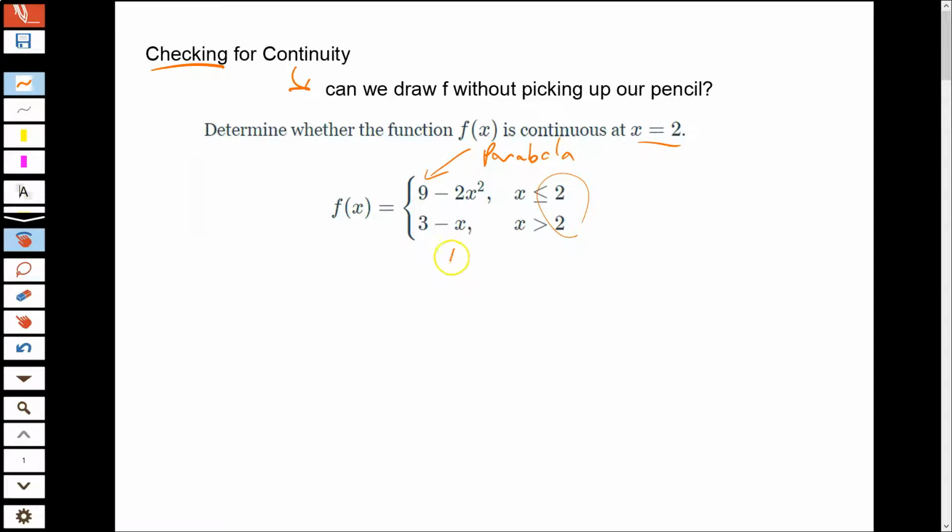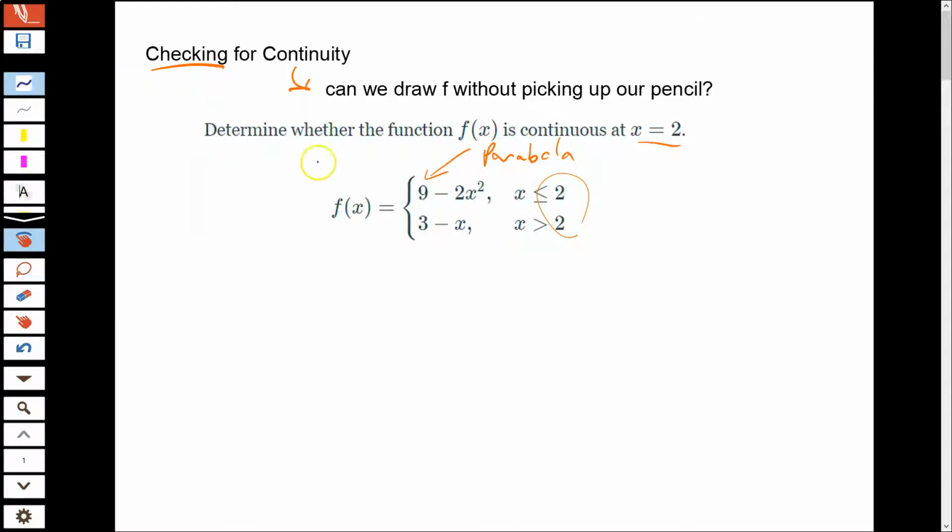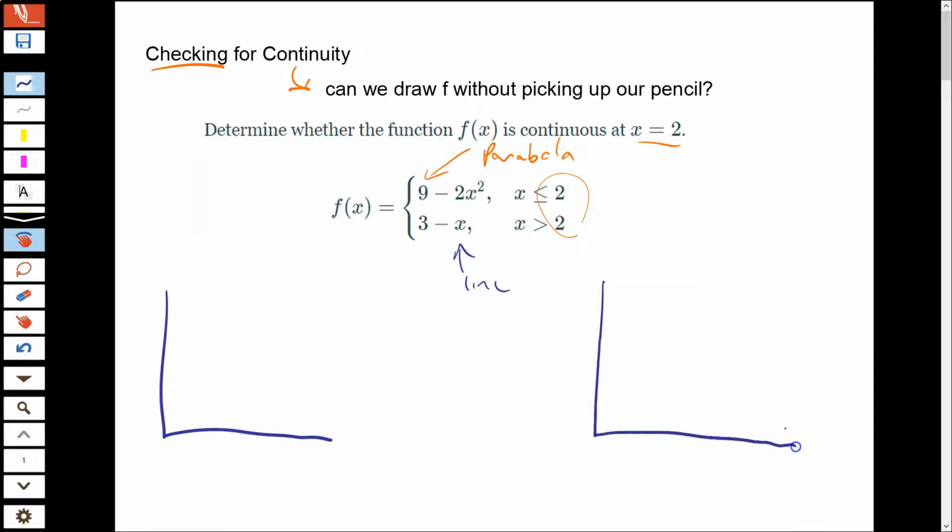You guys know that. My bottom piece, I'll switch colors for my bottom piece. My bottom piece is obviously a linear function, and it's a downward sloping, negative slope linear function, so it's a line, okay? So what I'm trying to figure out, I'm going to draw two possibilities here. What I'm trying to figure out is whether these two pieces meet up or not, whether they connect.